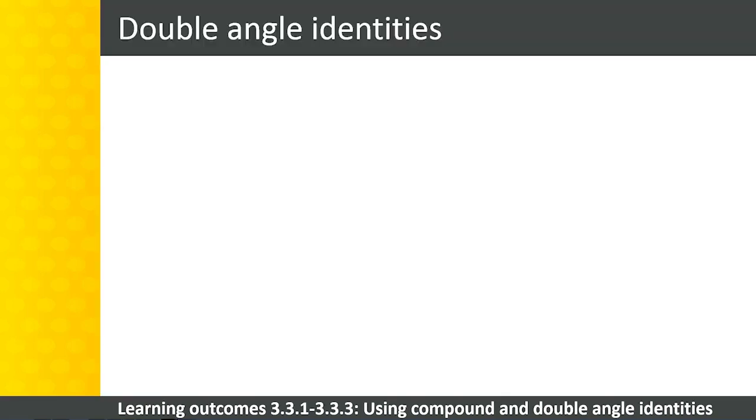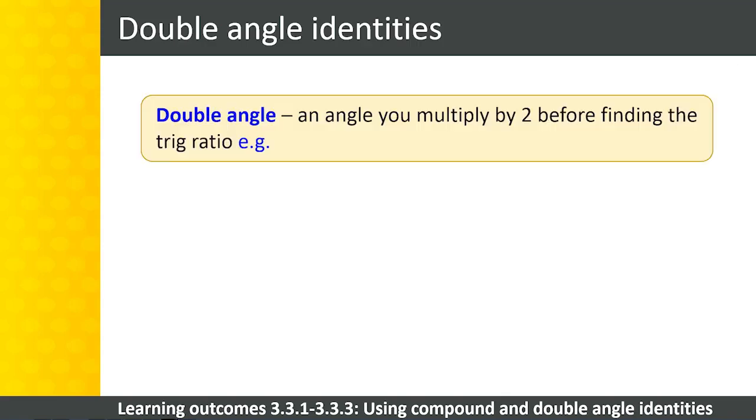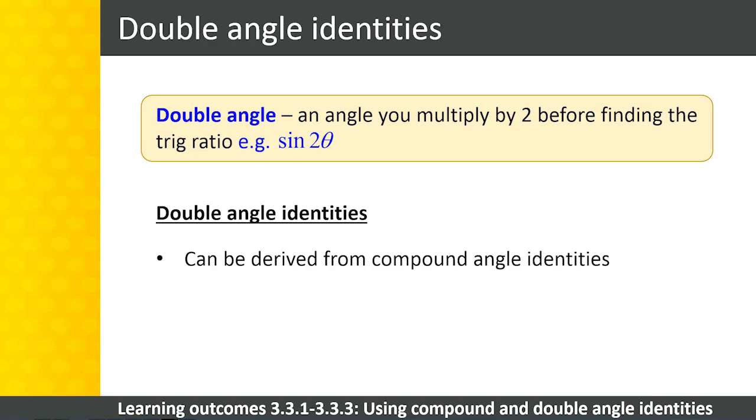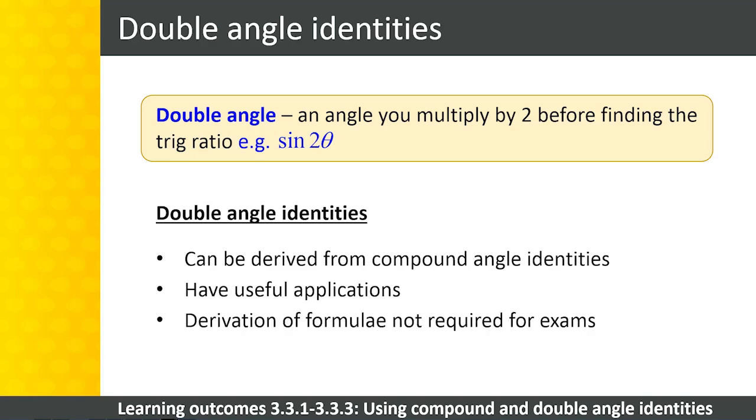Now we are going to look at double angle identities. This is also brand new work for students. A double angle is an angle for which you multiply the angle by 2 before you find the trigonometric ratio. For example, sine 2 theta. The double angle identities are derived from the compound angle identities, and they have further useful applications. Students don't need to know the derivations of the formulae.